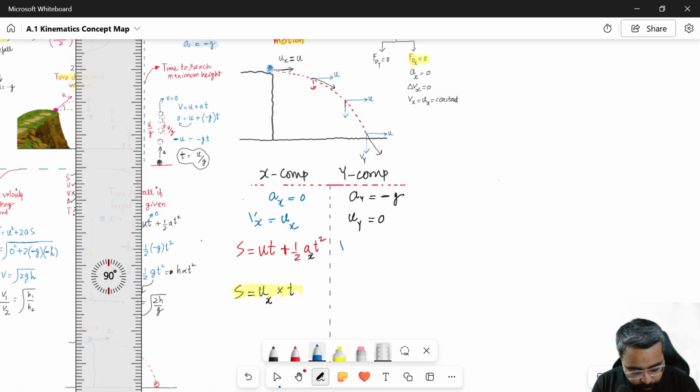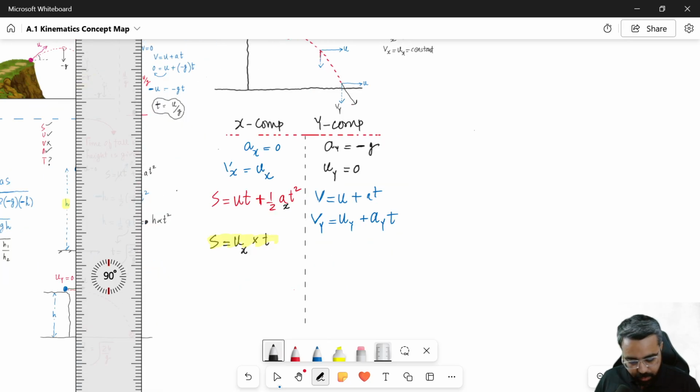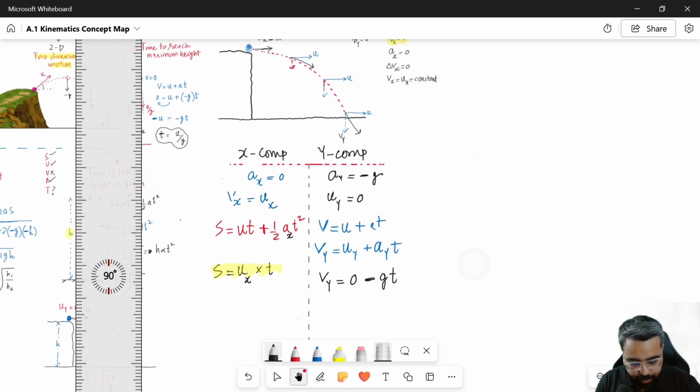So what if we apply this equation, v equals u plus at? If we change it, vy equals uy plus ay t. So students, what you see is that the final velocity equals 0 minus acceleration, which is negative g, so negative gt. As more and more time passes, the vertical velocity will increase more negatively. So that is the equation of motion.